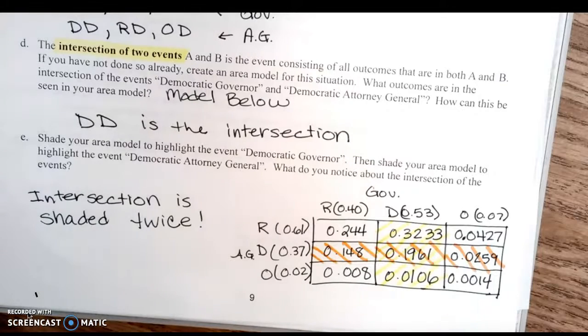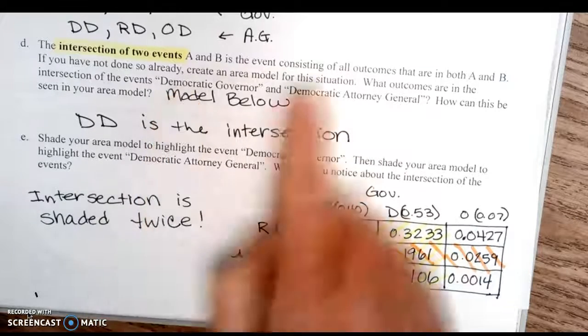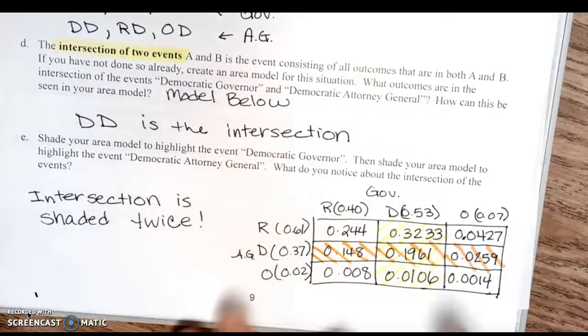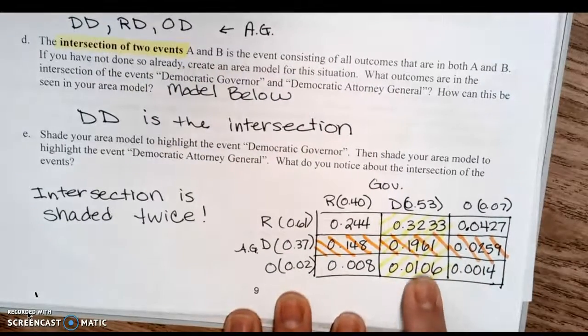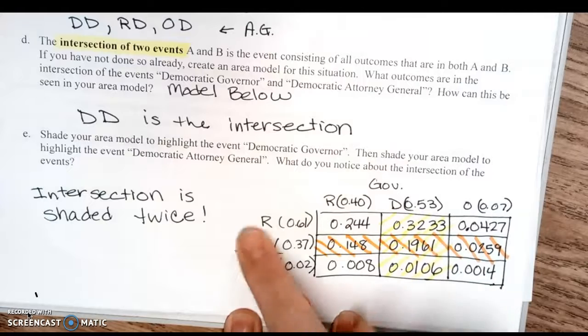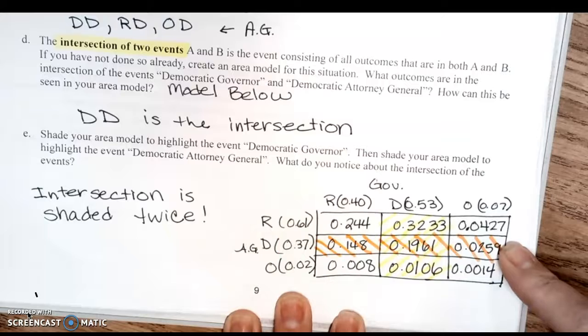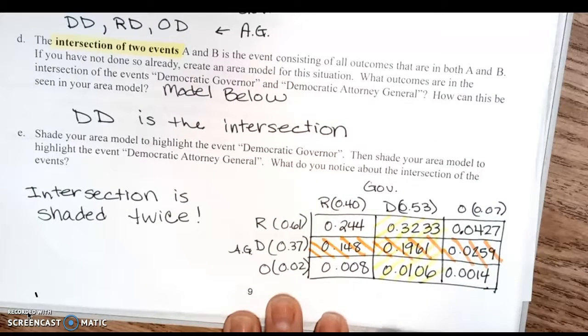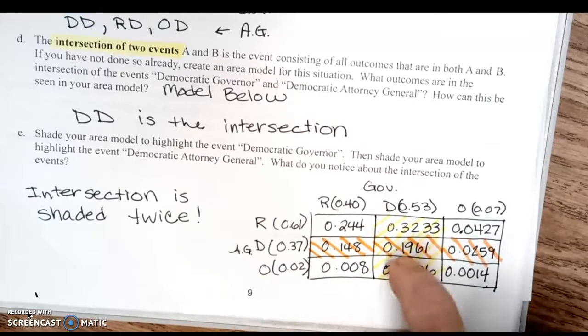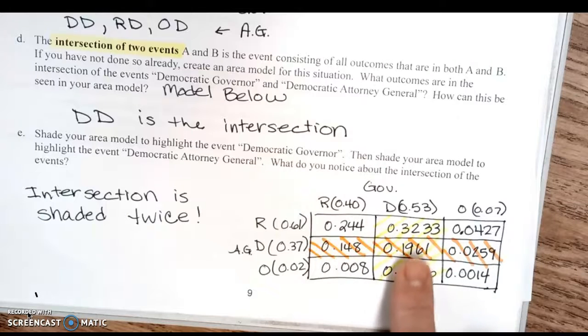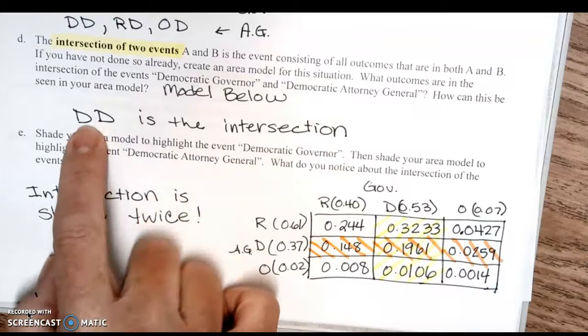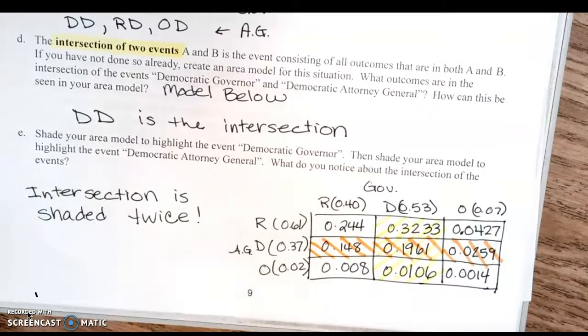What outcomes are in the intersection of Democratic governor and Democratic attorney general? So here's Democratic governor. I highlighted them all in yellow. And then this row is for Democrat attorney general. I highlighted them all in orange. And what you'll see is the intersection. Right here in the middle, the middle box is highlighted yellow and highlighted orange. It's the intersection of Democrat for governor and Democrat for attorney general. That's why we list DD is the intersection.